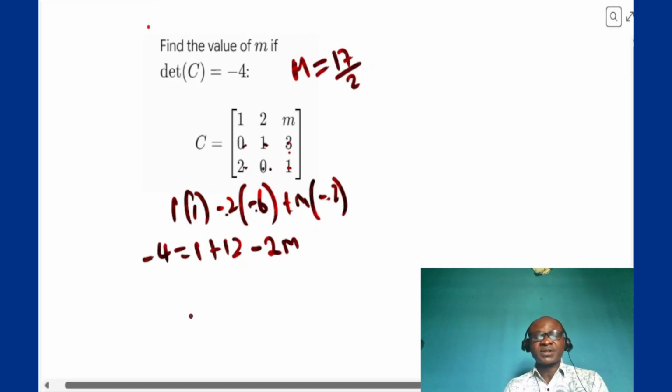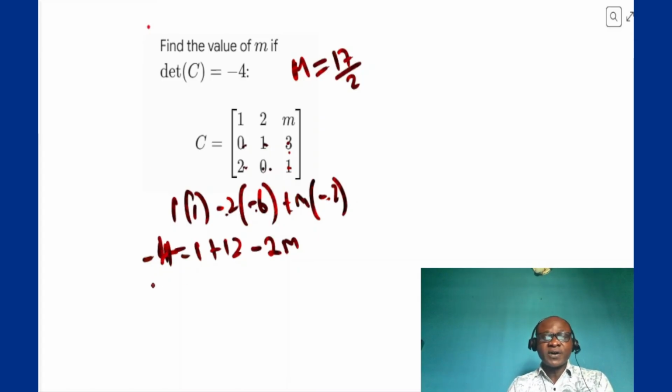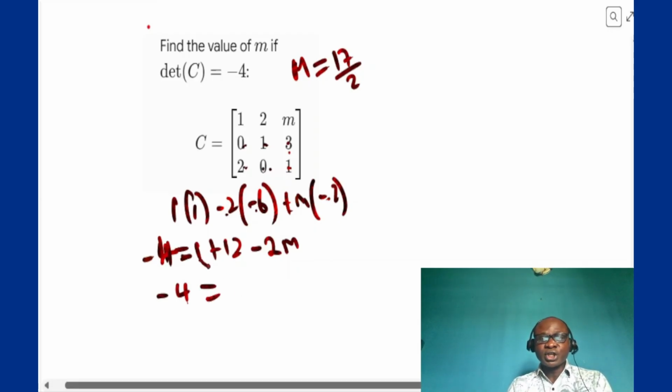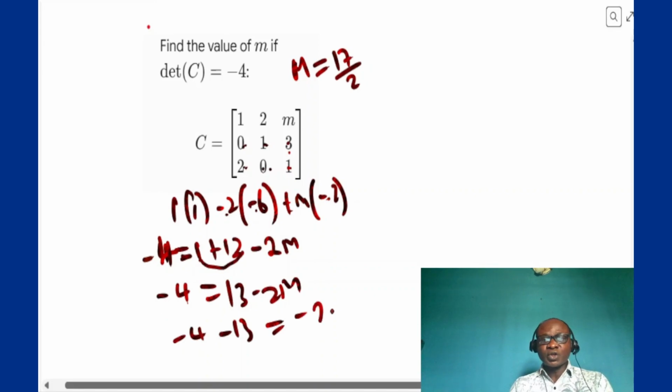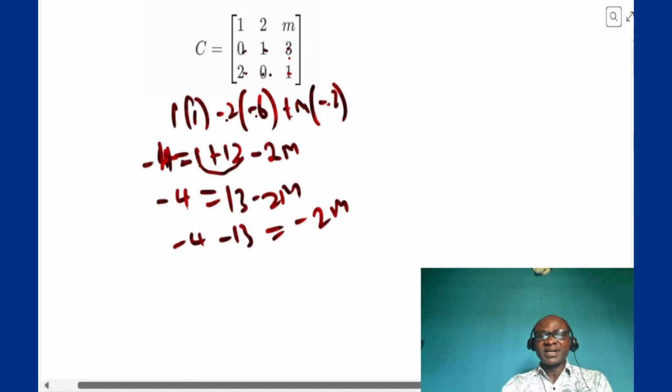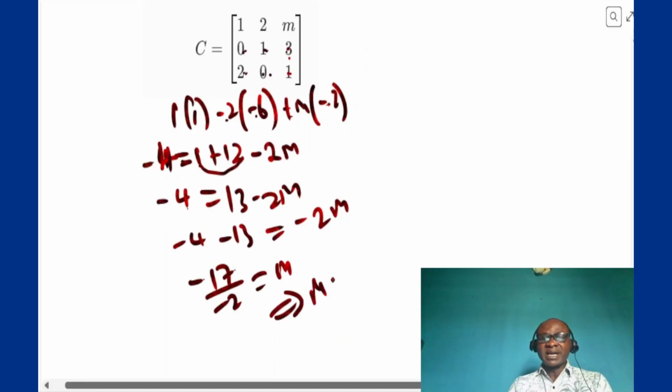Everything is equal to negative 4. Is it not what you did? Yes, sir. Okay, so if everything is equal to negative 4, that means I'll have minus 4 is equal to, these two together will give me 13 minus 2m. Move it to this side. That is minus 4 minus 13 equal to minus 2m. Isn't it? Yes, sir. Okay, so minus 4 minus 13 is minus 17, then all over minus 2 is equal to m, implying that m is 17 all over 2.